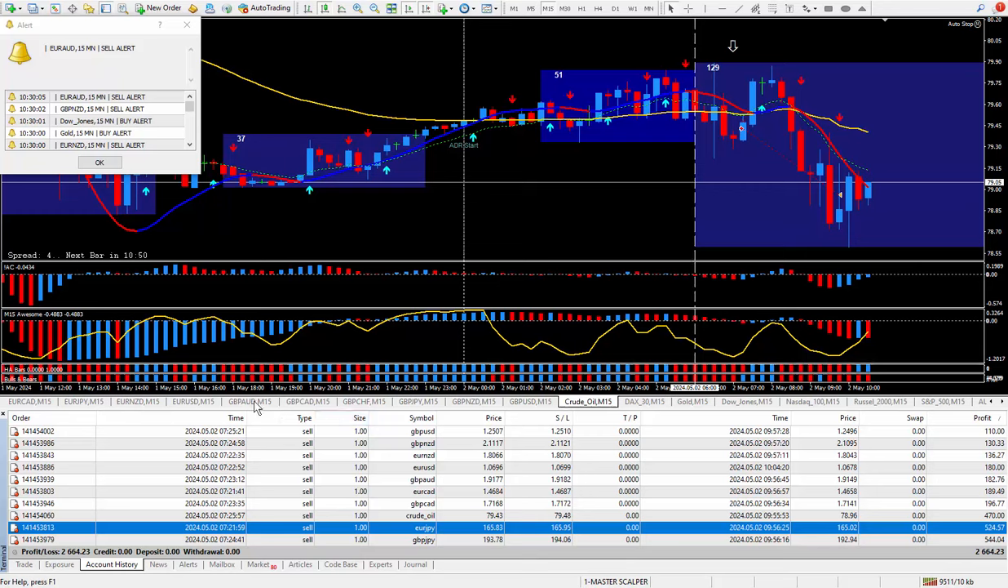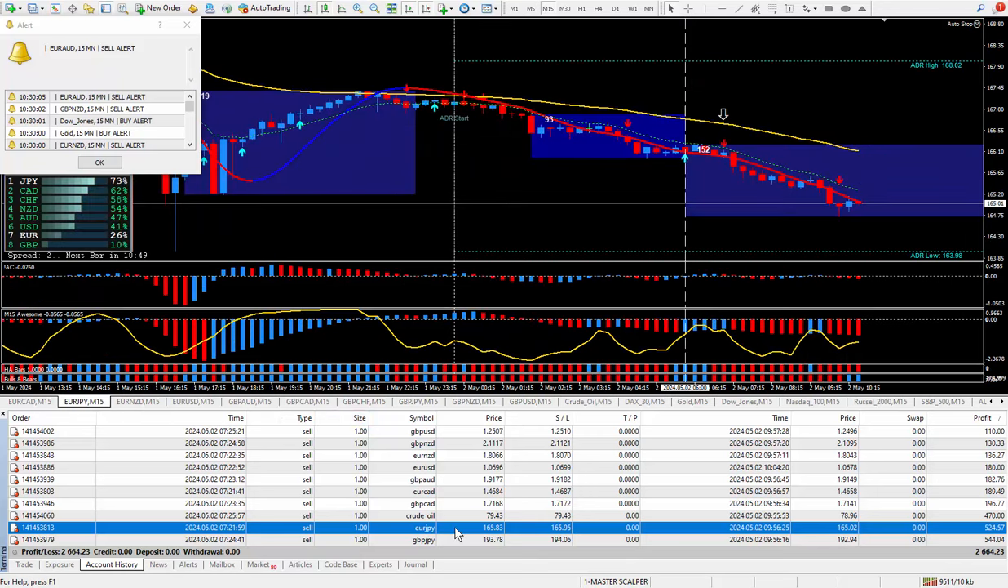Moving on to the next trade, which is the Euro-Yen. Let's drag and drop this up, see where I got in at, first of all. Chart setup was definitely looking good for a great way to trade.